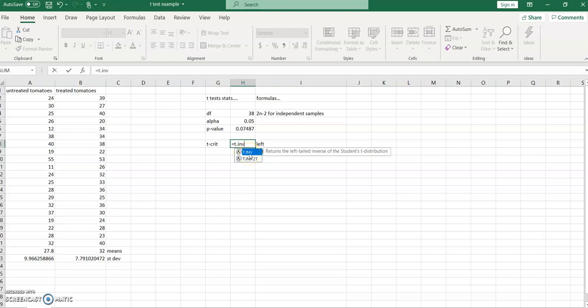That's the function we want, t.inv. We're going to double click. It's going to ask for a probability. So that's what a p-value is. It's the probability value. That's what it's asking for. Our p-value that we generated, I'm going to highlight.